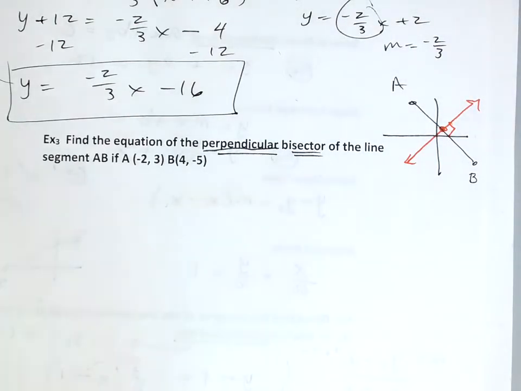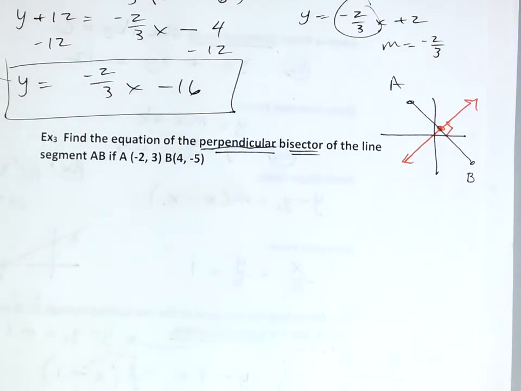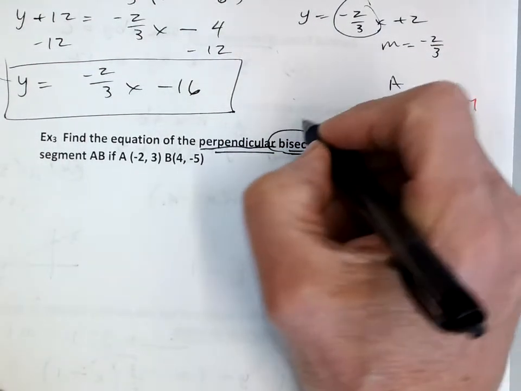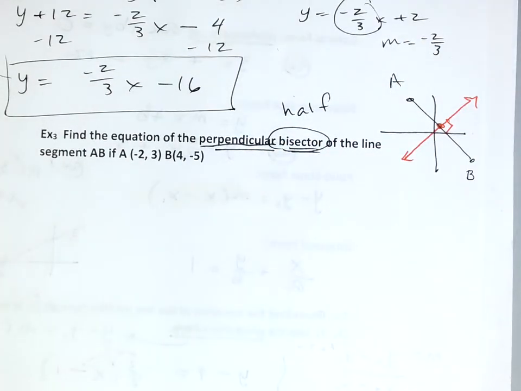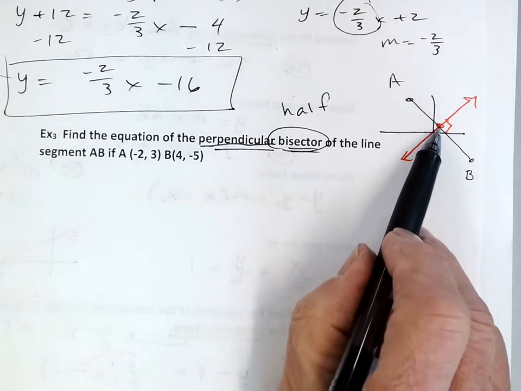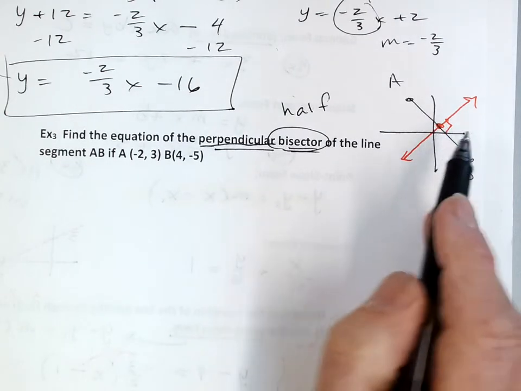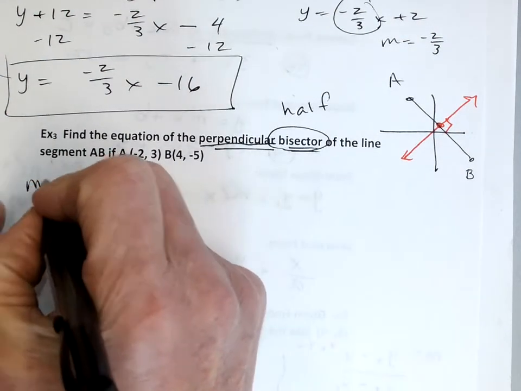I'm looking for that line right there, okay? So I'm going to do a couple of things. First of all, bisector means it cuts it in half, right? So I want to find that point, and that's the midpoint. So the first thing I'm going to do is find the midpoint.